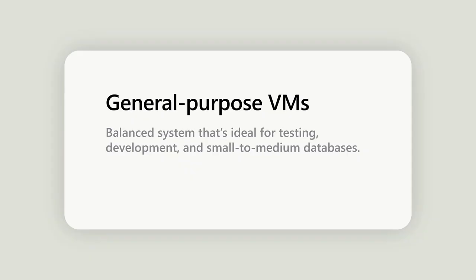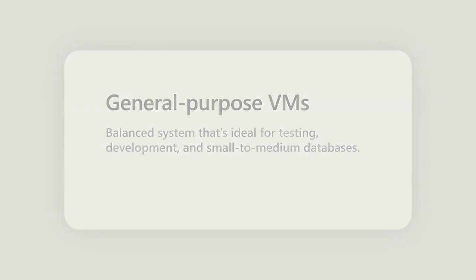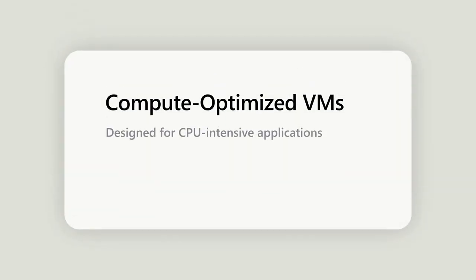Examples include the B series, DV3, and DV4 series. Next are compute-optimized VMs, which are designed for CPU-intensive applications like batch processing and web servers. Examples are the F-series VMs.